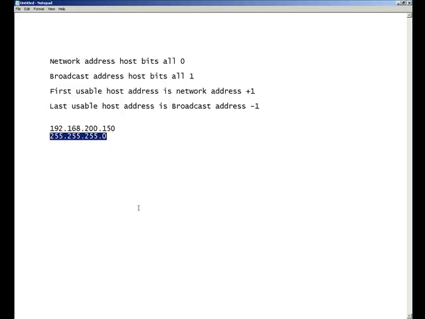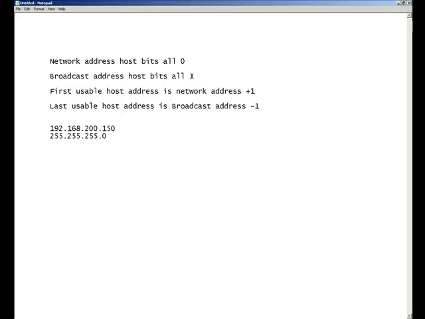The 255 represents the ones. Ones in the subnet mask represent network address, whereas zeros in the subnet mask represent host bits. A couple of other rules. The network address is the one where the host bits are all 0. So the network address would be all zeros in the portion of the network where the subnet mask is zeros. We'll look at that on a spreadsheet here just in a second.